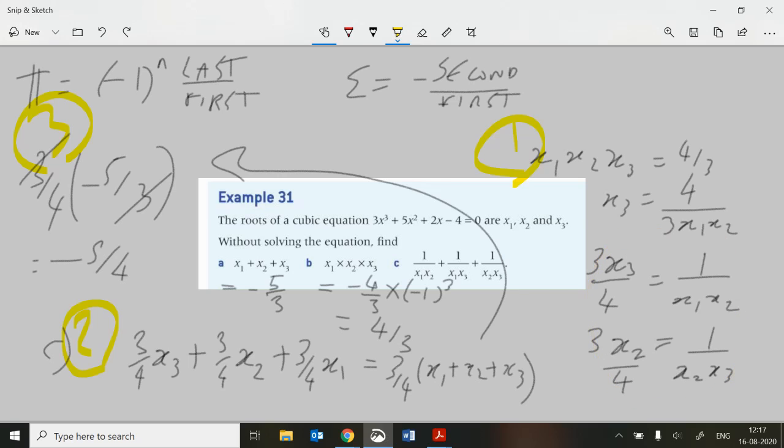Now, I factorized out the 3/4, and I'm left with x1 plus x2 plus x3 inside there. Then I've substituted in my x1 plus x2 plus x3, so I've done 3/4 times minus 5 over 3. I've simplified it and got the answer of minus 5 over 4, which is fantastic, but it's not necessarily the quickest way of doing this.